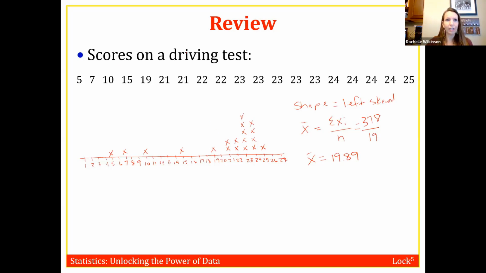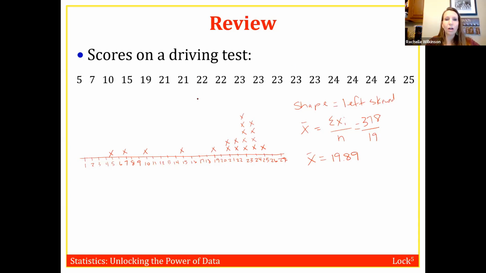Okay, so let's look at finding that median here. The median is the middle value. The first thing we would need to do is order the observations from smallest to largest. For this particular data set, that's already been done for us. So they're already in order from smallest to largest. Now I just have to work my way over to the middle.